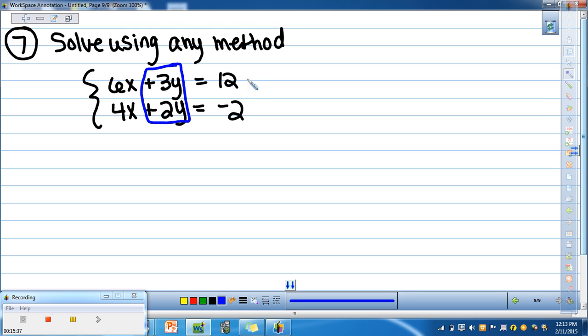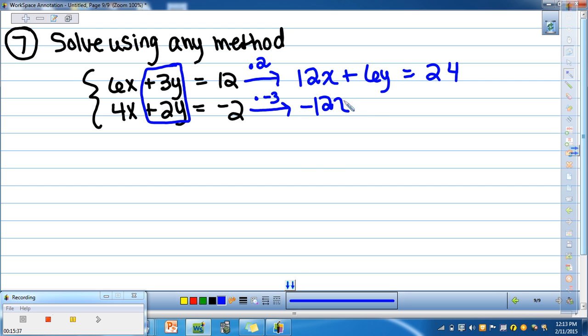I'm going to take everything in the top equation and multiply that by positive 2, giving me a positive 6y. So altogether we have 12x plus 6y equals 24. For this bottom equation, I know that I need to turn that into a negative 6y. So what would we need to multiply everything by? That's right, we're going to multiply by negative 3. So we get negative 12x minus 6y is equal to positive 6.